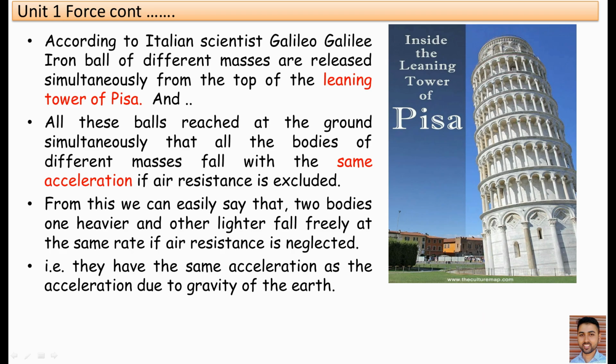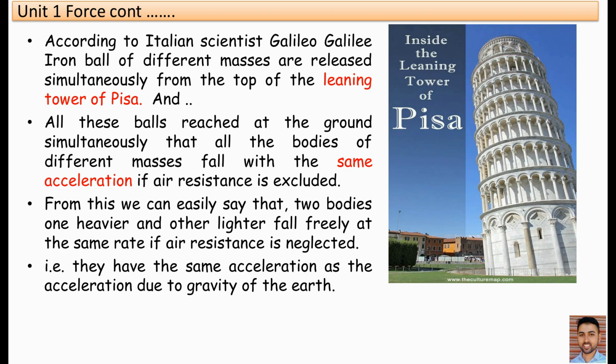From this we can easily say that for two bodies, one heavier, suppose the mass of one body is 20 kg and the mass of another body is 5 kg, both balls are released from the top of the tower. What will happen? Both balls fall on the ground at the same time. It is because acceleration due to gravity does not depend on the mass of the falling body.